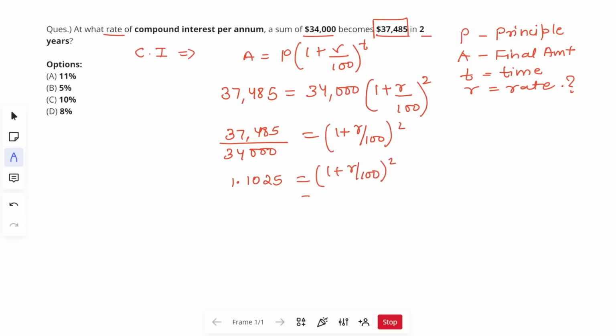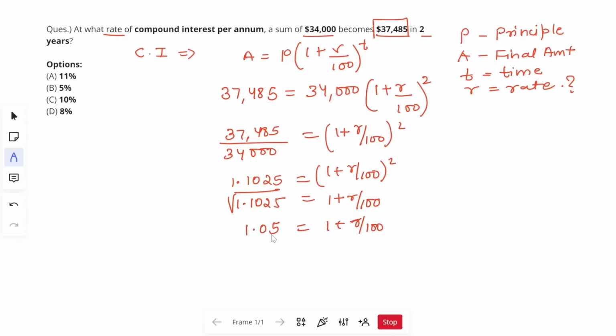Now to solve it further, this is a square on this side, so we can write it this way: it becomes the square root of 1.1025, and on this side we have just one value, since we are not taking the square now. If you solve it further, this comes to 1.05, and this is 1 plus R by 100, right? 1 plus R by 100.